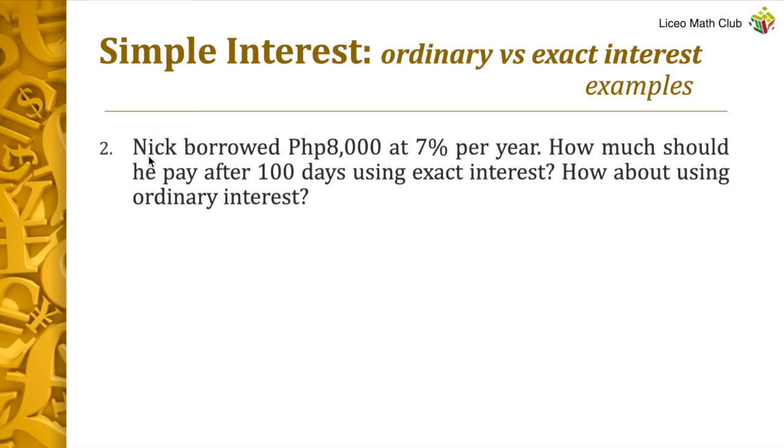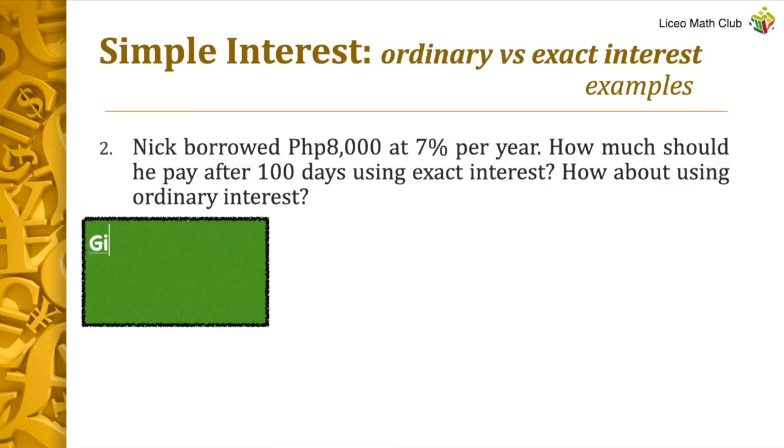Number two: Nick borrowed 8,000 pesos at 7% per year. Let's assume that 7% is the rate. Even though there's no word rate, we know 7% is the rate. How much should he pay after 100 days using exact interest? From the first question, it's very clearly stated that we're going to use exact interest here. Now, in the second question, how about using ordinary interest? So we're going to use exact and ordinary.